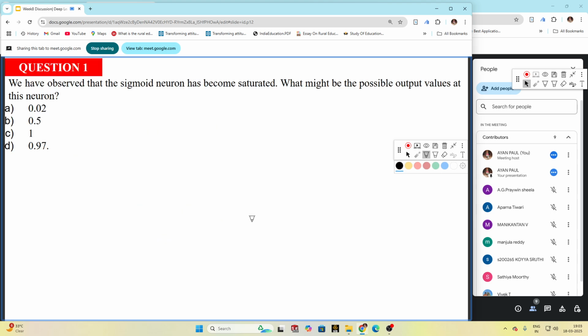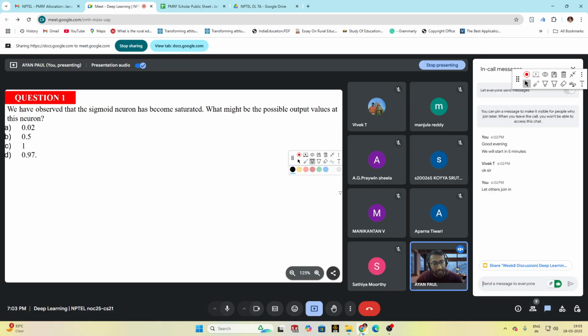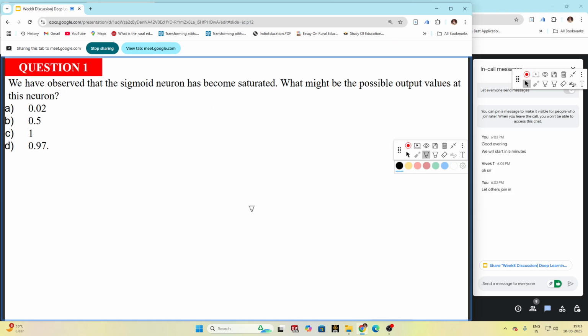So this is the first question. Again, I request everyone to first guess the answer, and then we will discuss the solution. We have observed that a sigmoid neuron has become saturated. What might be the possible output value of this neuron? Option A 0.02, option B 0.5, option C 1, and option D 0.97. So any guesses for this?